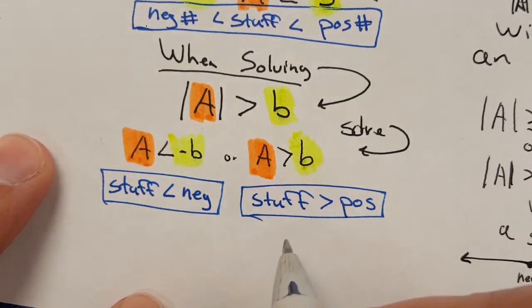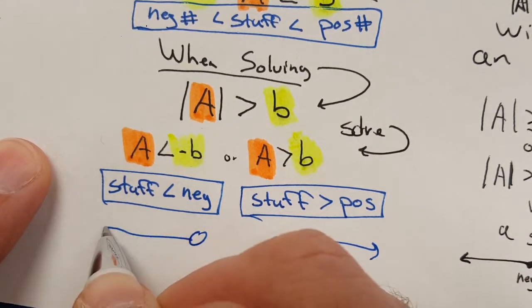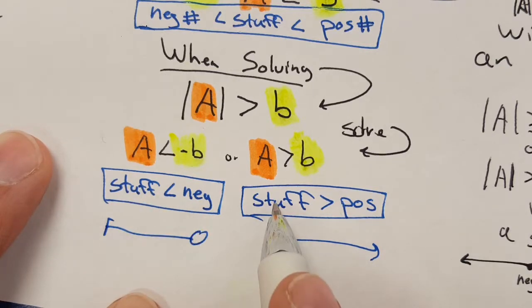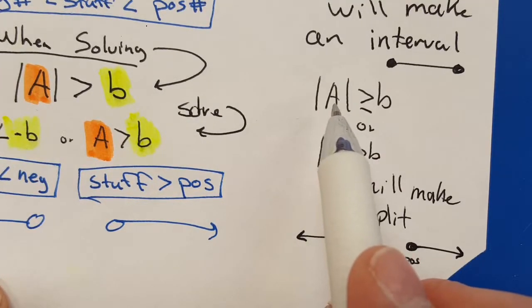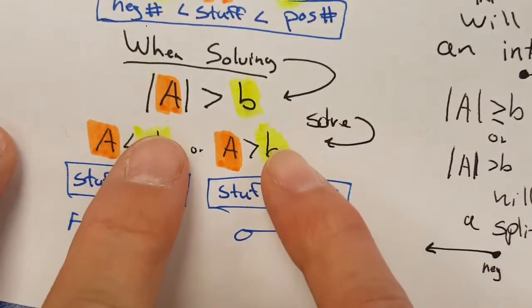So what this is actually going to do is make one of these. You've got to find all of those, and you've got to find all of those. So you've got to be less than the negative number, and greater than the positive number. Again, a greater than inequality with an absolute value is always going to make a split. Always, always, always. So here are the two things you need to write.